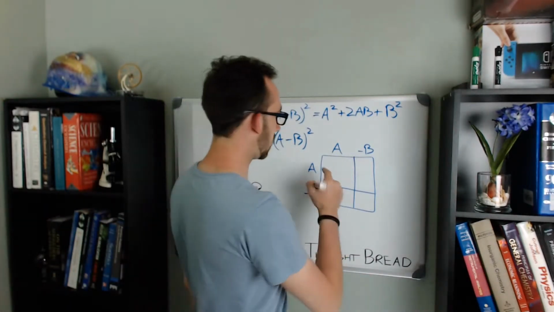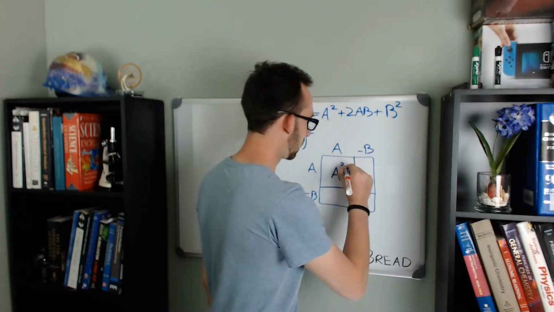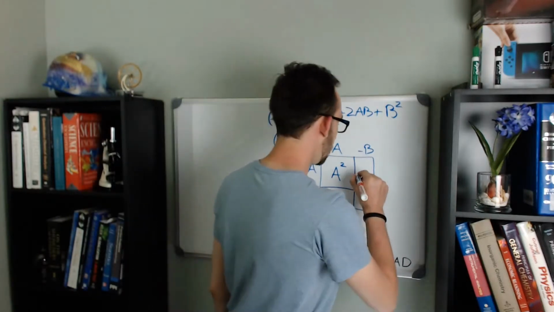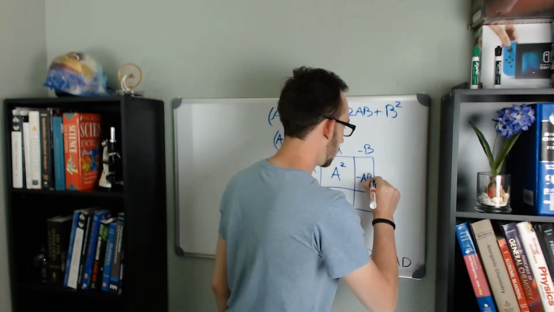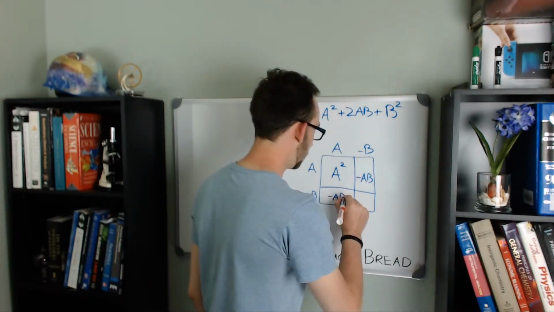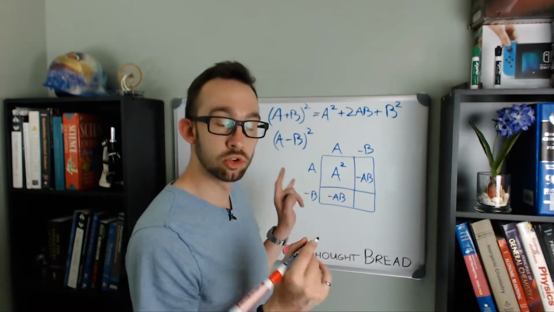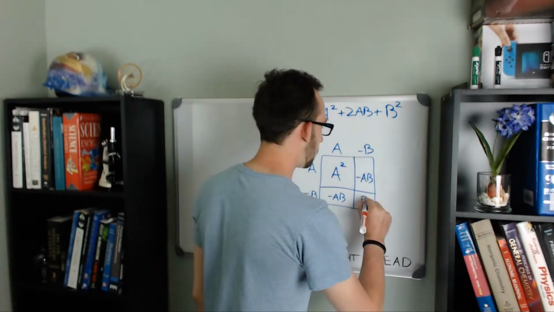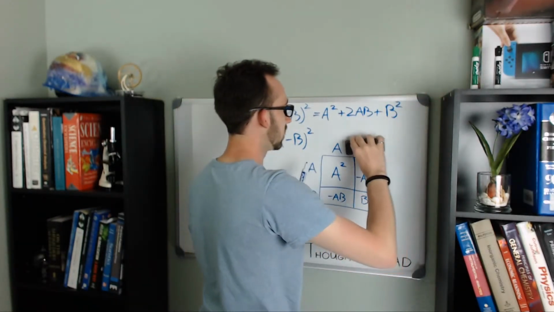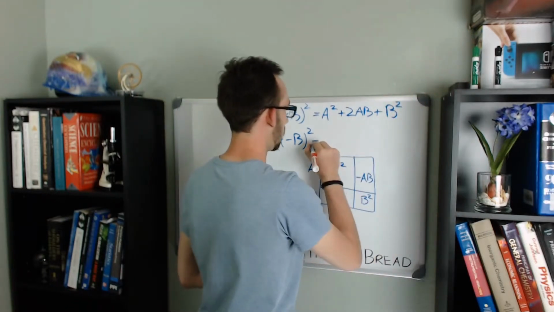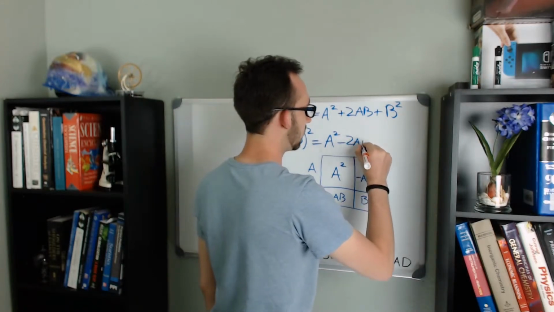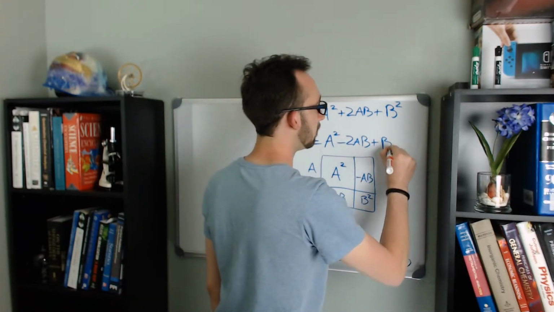This square is a squared because it's a times a. This one is negative ab because it's a times negative b. This is negative ab. This one is also the same, negative a times b. This one is negative b times negative b. Two negatives makes a positive, which is b squared. So (a minus b) squared is a squared minus 2ab plus b squared.